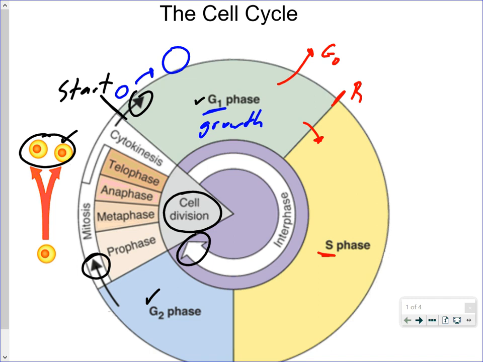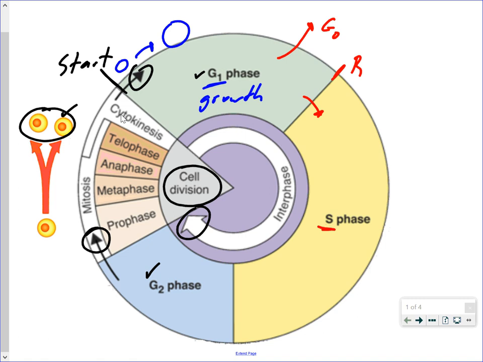After the chromosomes have been duplicated, it goes into a second G, which is G2. So this once again is growth, only now it's not just growth that's taking place, it's growth and preparation for cell division. So whereas in G1 we say growth and the normal activities of interphase, G2 is more specifically growth and preparation for the cell division.